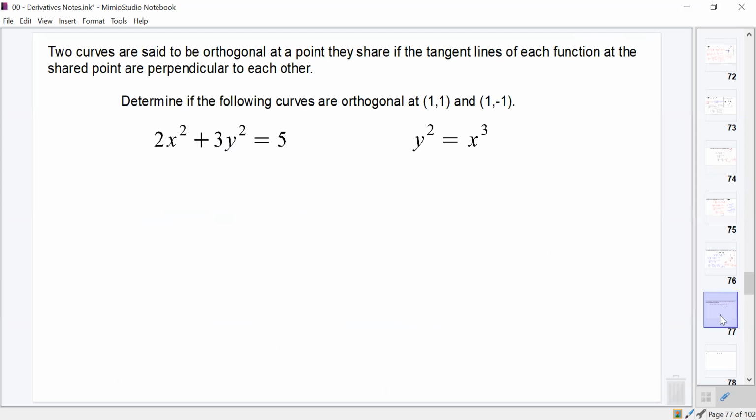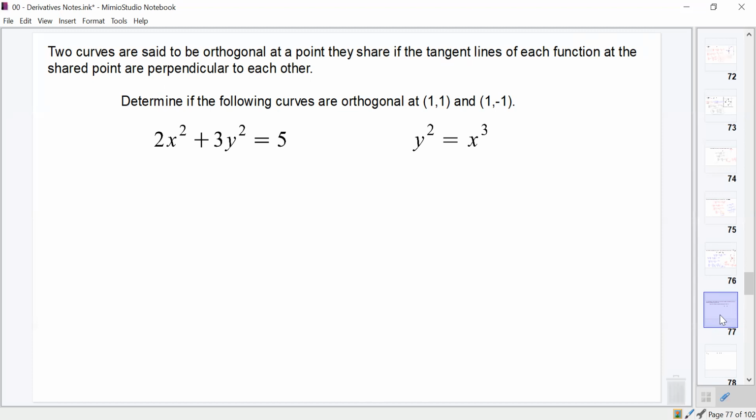Here's a small piece of info that we're going to need for this one, about the word orthogonal. Two curves are said to be orthogonal at a point if they share that point, and if the tangent lines of each of the functions at that shared point happen to be perpendicular to each other. This isn't a term you're going to need to know for the AP test, or really for my test either, but it's just going to give us a chance to practice a little bit of implicit differentiation. So we want to determine if the following curves, 2x squared plus 3y squared equals 5 and y squared equals x cubed, are orthogonal at (1, 1) and (1, -1).